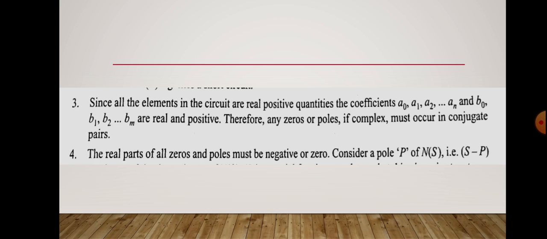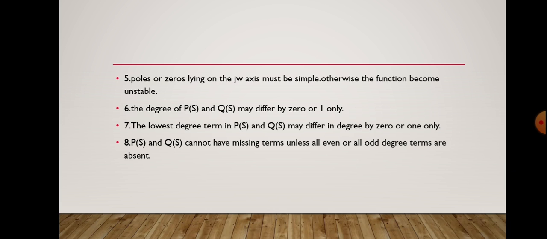So it is a necessary condition for the system to be stable. So if we are given the network function, then you should ensure that the real part of zeros and poles must be negative or zero. Then only the system will be stable. Next, the fifth property is that the poles and zeros lying on the j omega axis must be simple. Otherwise the function becomes unstable.